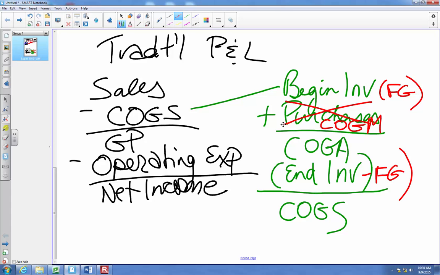Why am I specifying finished goods? What other kinds of inventory do I have? Work in process and raw materials, exactly. So I've got three kinds of inventories with my manufacturing company. Whenever we talk about inventory in a manufacturing environment, you've got to be real specific. Are you talking about your raw materials, your work in process, or your finished goods?